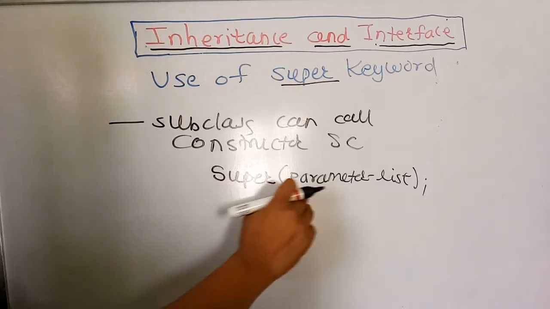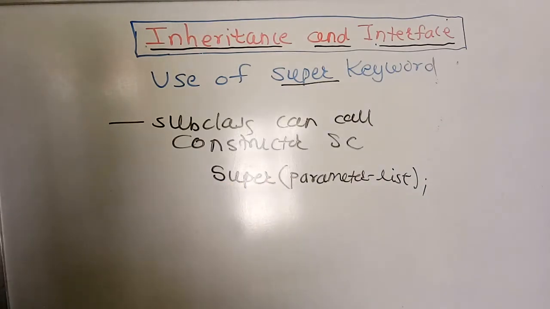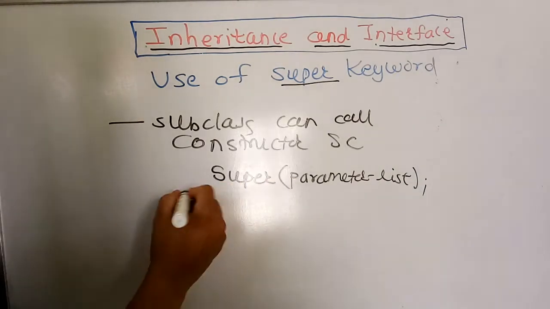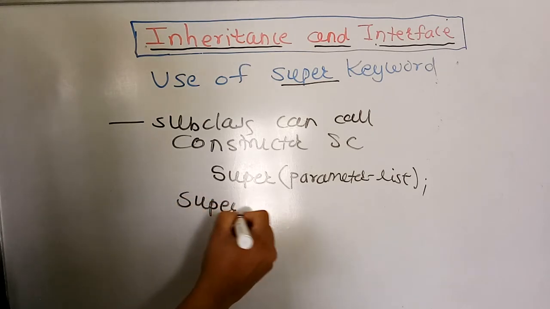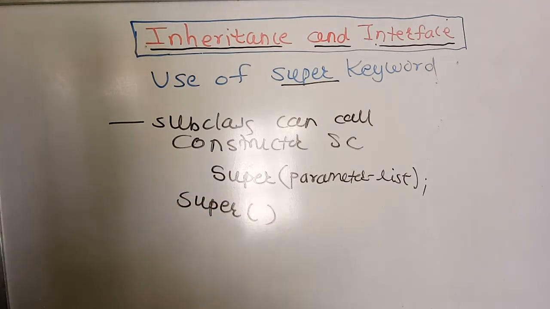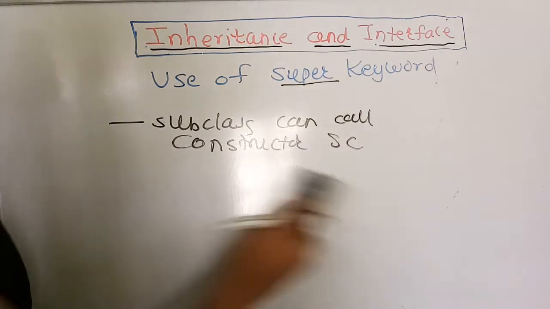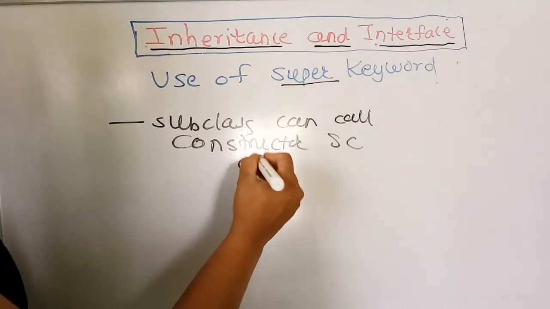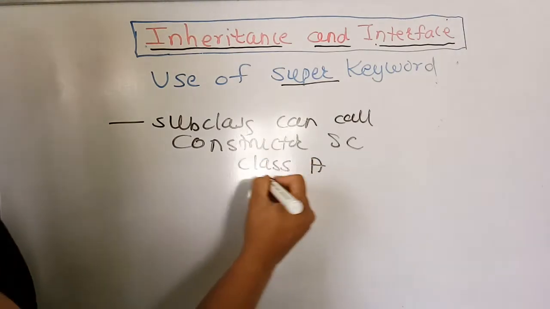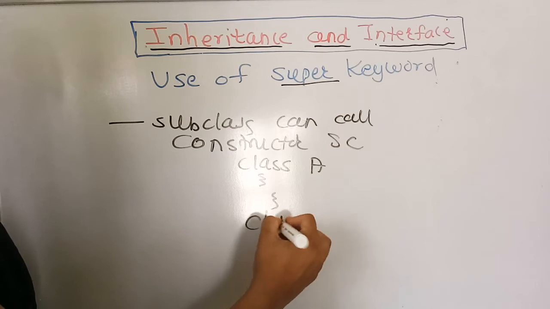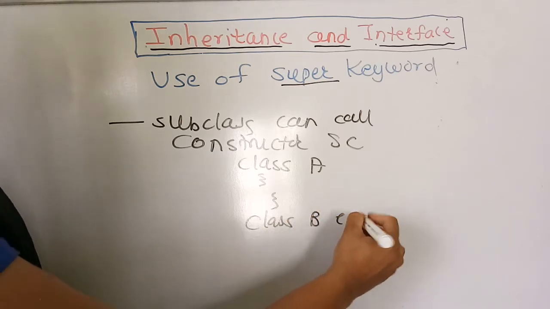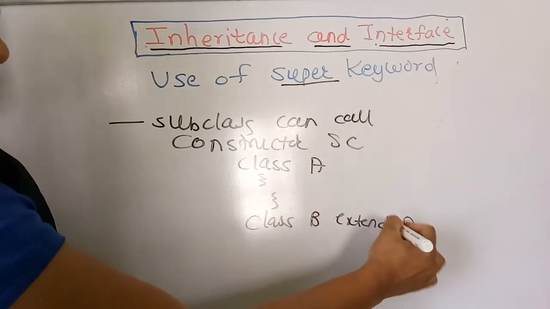Okay, this is the mechanism of using the super keyword. Next, super() must be the compulsory first statement executed inside the subclass constructor. For example, you are creating a class A, then you are writing class B that extends class A.